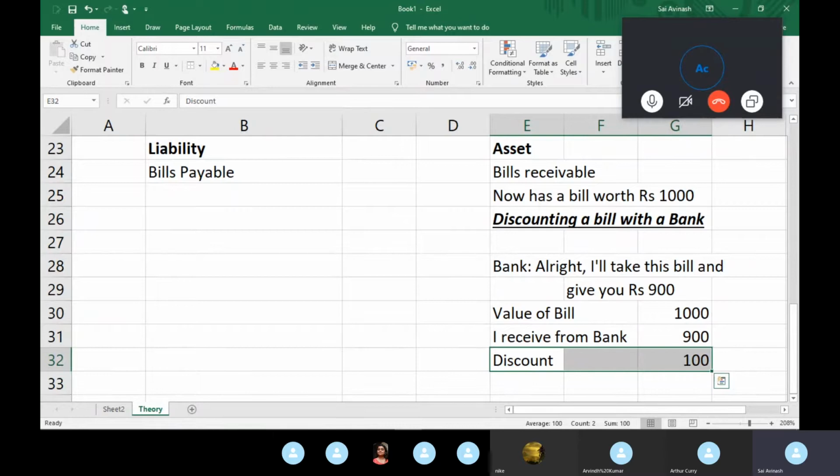The bank is providing a service to us, right? Because the bank has no business paying us the money, but because we need it, the bank is going out of its way to take the bill and give us the 900.